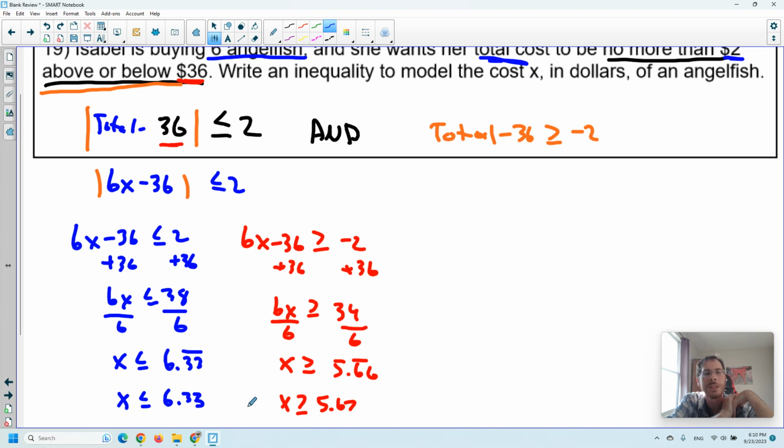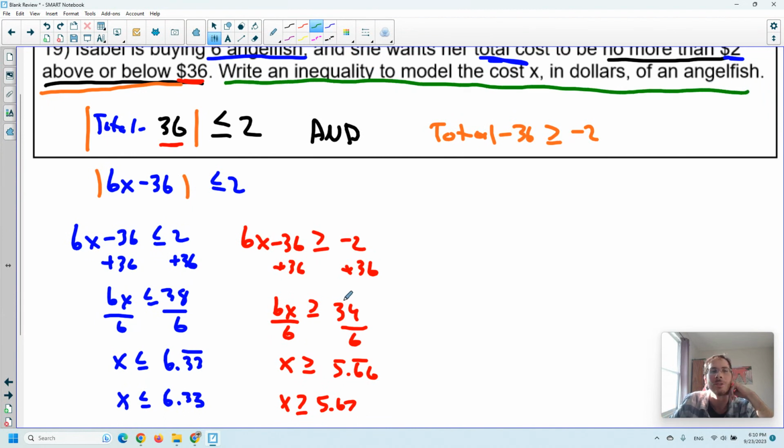But I think I see something. I think I had too much fun again. I think this question is just asking us to write an inequality to model the cost x in dollars of an angelfish. So it turns out that was kind of it. We just had to do that part.